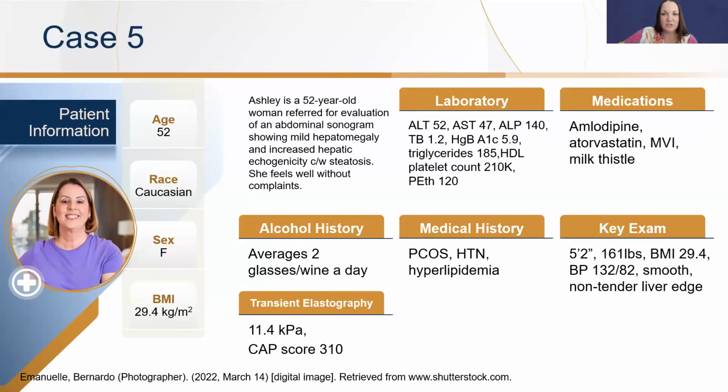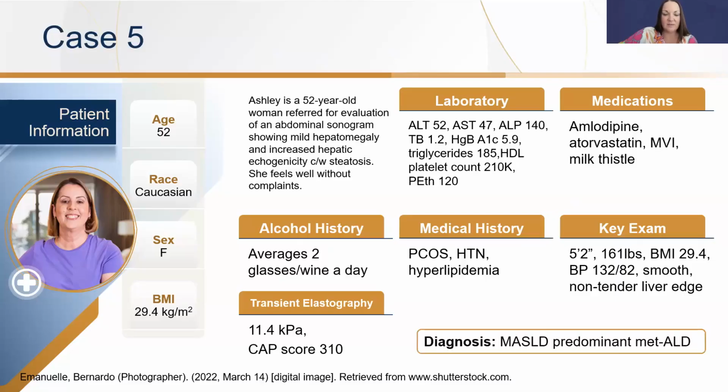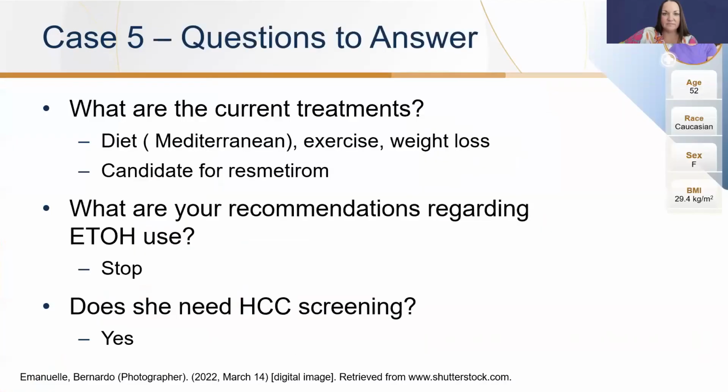So again, Ashley, she's 52, she's overweight, she has metabolic risk factors: hypertension, hyperlipidemia, borderline diabetes. She had fibrosis on her elastography, and also her PEth score was high. So we would diagnose her with MetALD.